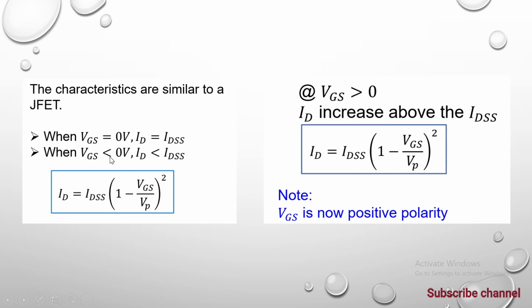When VGS is less than 0, IDS will be less than saturation current. These are similar to the JFET, and these characteristics are also applicable for MOSFET. But here is a new characteristic for MOSFET. When VGS is greater than 0, then ID increases above the IDSS, and we can see that the polarity of VGS is positive here.